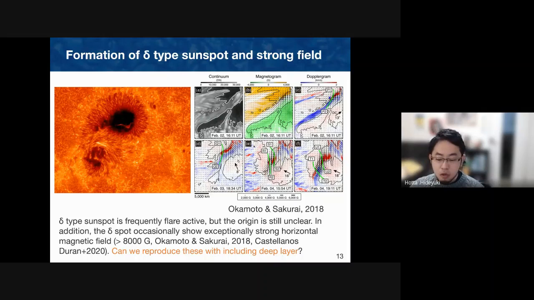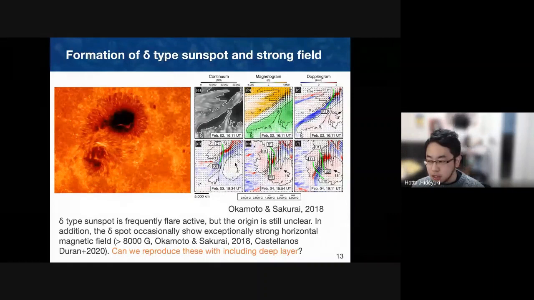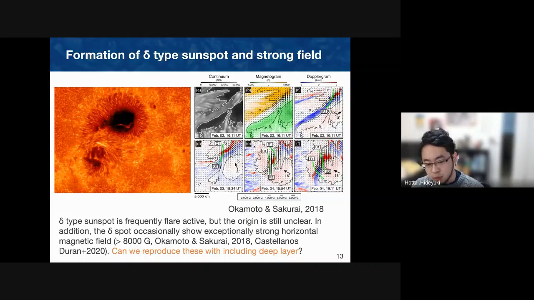In simple flux emergence calculations, we cannot reproduce delta type sunspots. So we thought that the deep convection zone structure generates the delta type sunspot, and we also want to reproduce the delta type sunspot and this strong magnetic field.